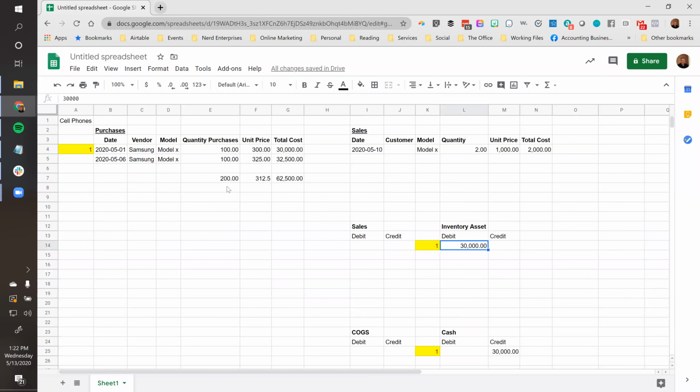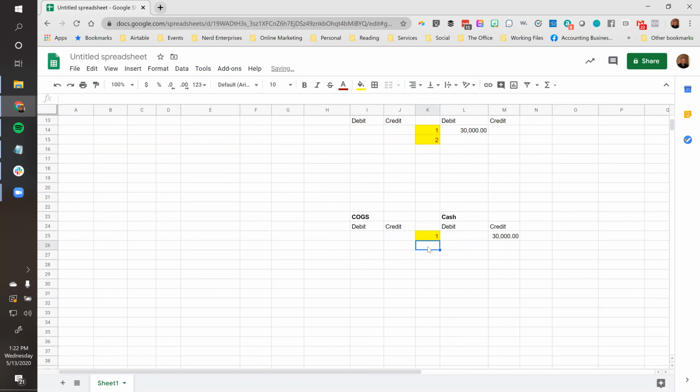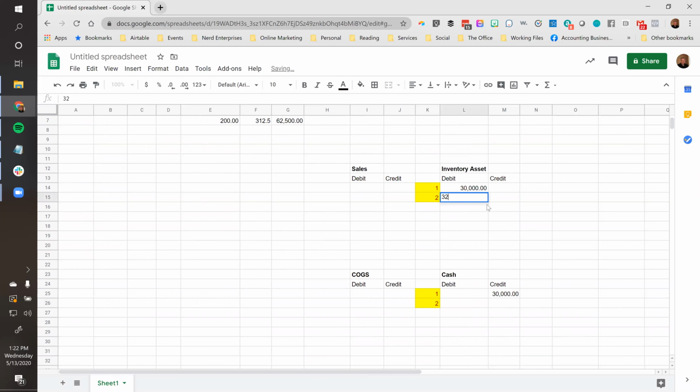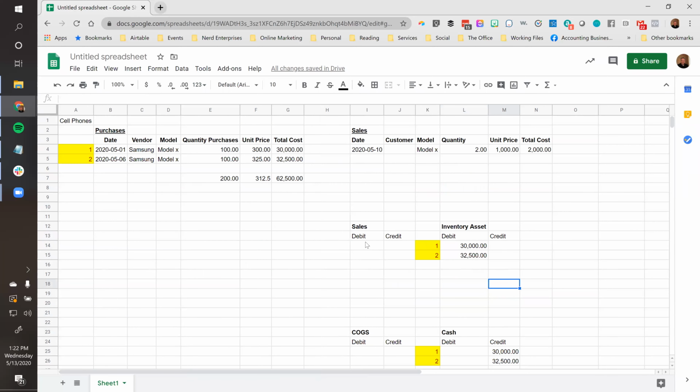That's pretty straightforward. Then I have purchase number 2. All right, so on purchase number 2, I have another $32,500. Same way. Okay, let's get these formatted like numbers. Okay, pretty easy, clear as mud. Now we sell some for $2,000, right? So the question is going to be, what's the cost of goods sold?